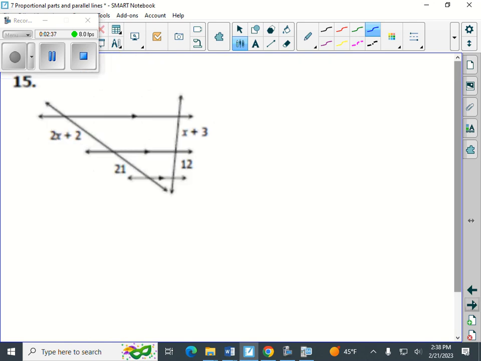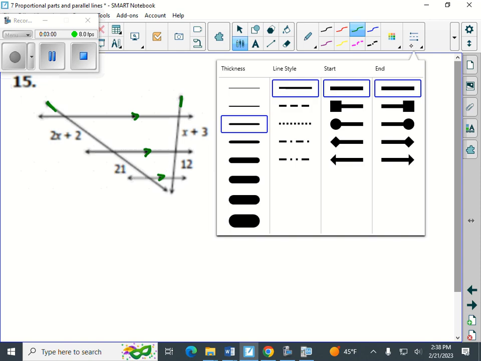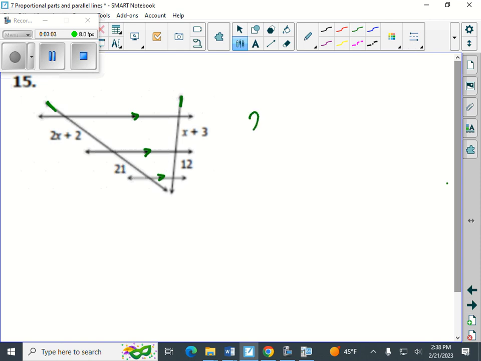Same idea. On problem number 15, we want to solve for x, and we've got three parallel lines cut by two transversals. What happens is that the parallel lines cut off the transversals proportionally. So when we set this up, we can say 2x plus 2 divided by 21 equals x plus 3 divided by 12.